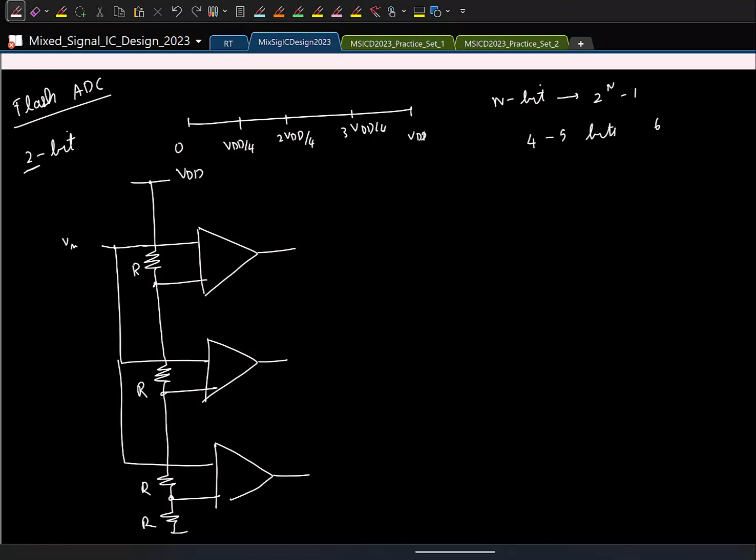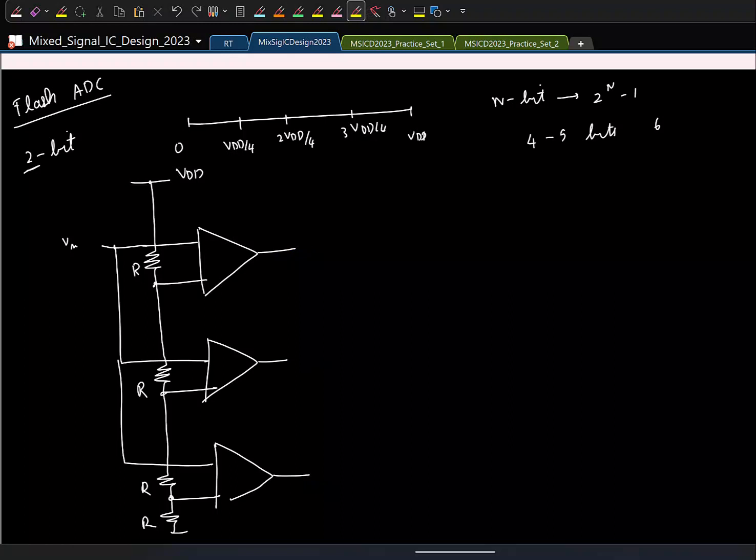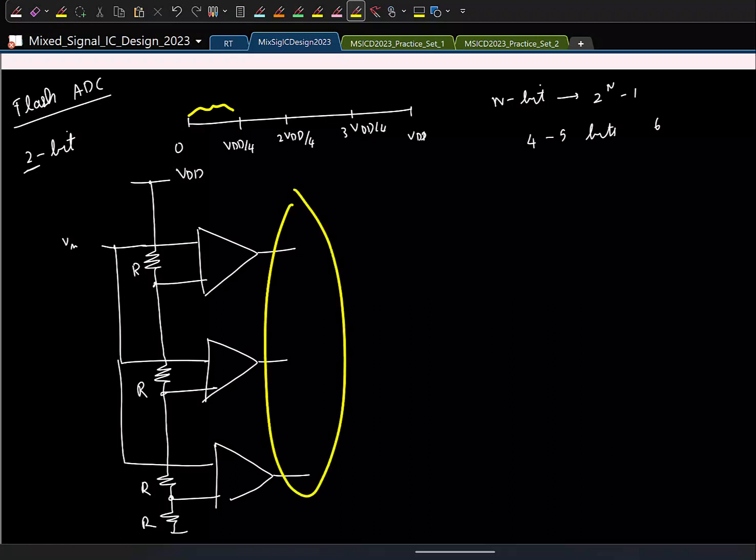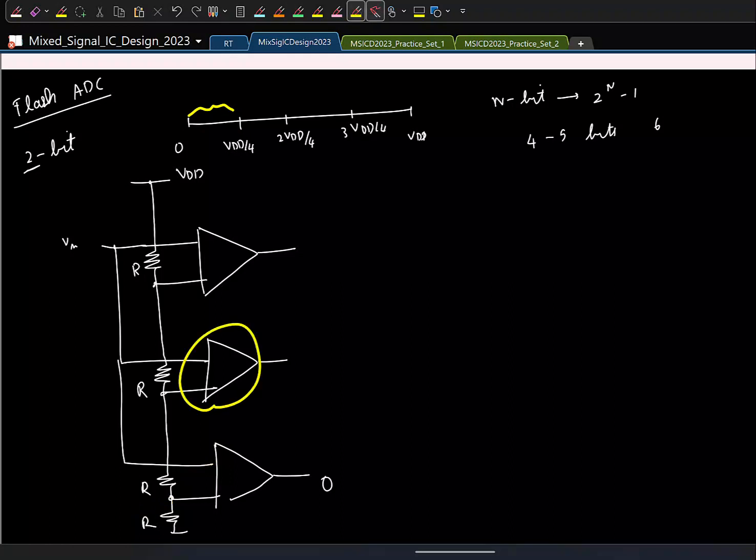I essentially have 3 outputs from the comparators, and let us say the input is lying in this range, 0 to VDD by 4. What will be the outputs of the 3 comparators starting from bottom? This is VDD by 4, right? Input is less than VDD by 4. Output will be what? 0. This comparator is comparing the input with 2 VDD by 4. Input was already less than VDD by 4. This also 0. Fine?